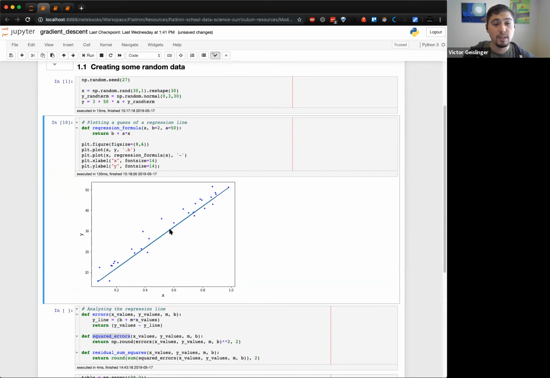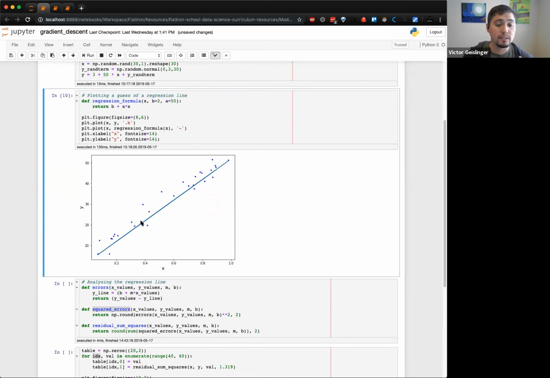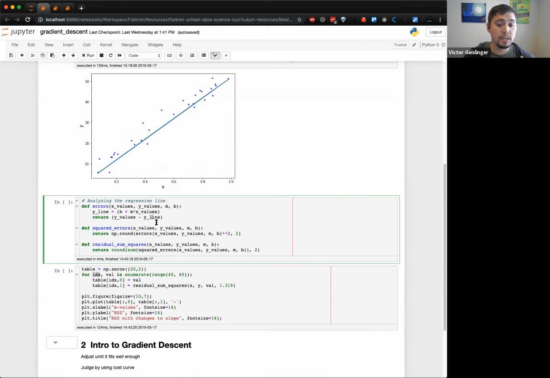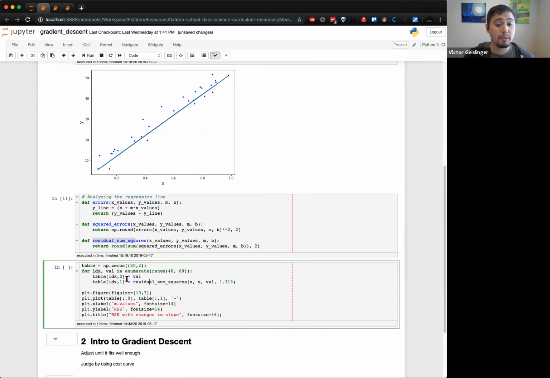When we do this, one thing we talked about is RSS, our residual sum of squares. Basically we ask how far these points are from the actual line. We square those distances and sum them up, and that is our error: how good or how bad our line fits the data. So we create these little functions: errors, squared errors, residual sum of squares, and then I can sum them up.